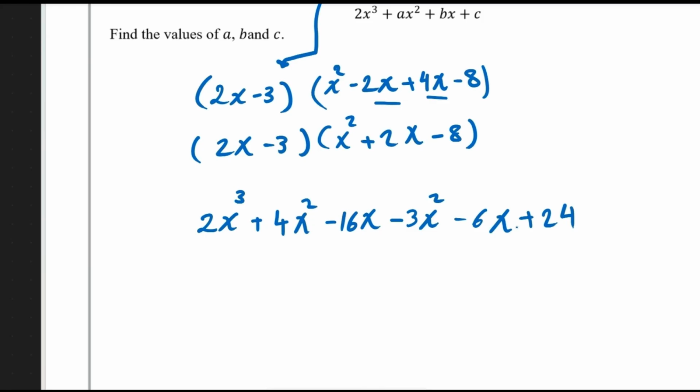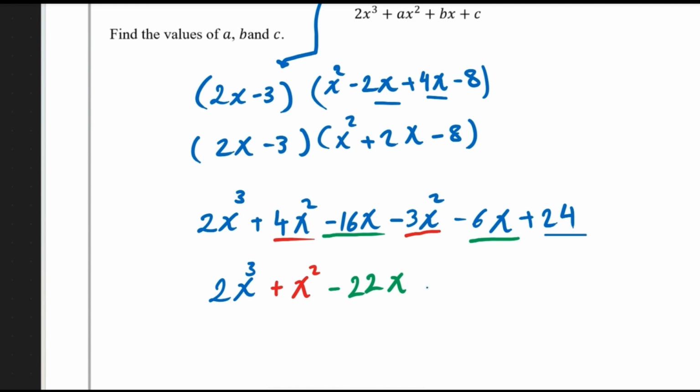Let's collect like terms here. You will find out x cubed, we have only one x cubed, so write 2x cubed here. And then x squared, we have 4x squared here, and minus 3x squared, so 4x squared take away 3x squared would be plus x squared. And then go to the x term, this minus 16x and minus 6x, so we have to add minus 6 to minus 16x would be minus 22x. And finally the last one is the number term here. There is no other number term, so it's just plus 24.